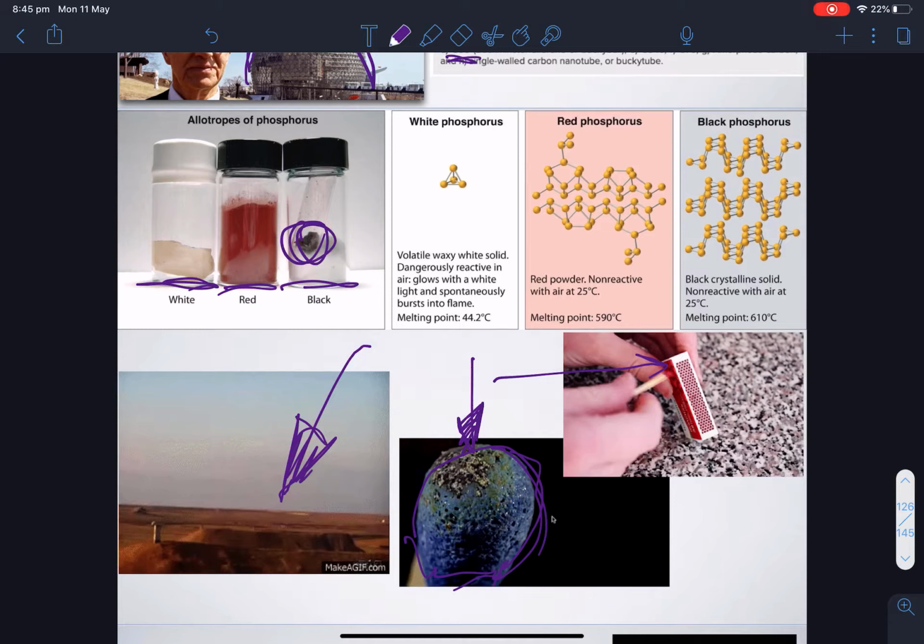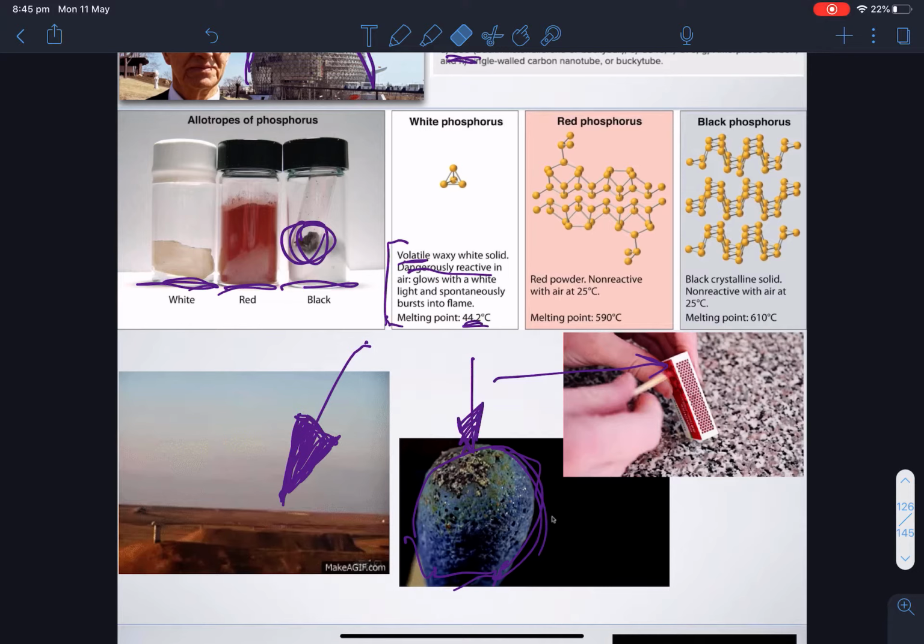So white phosphorus is volatile, so it's dangerously reactive and wants to turn into something else. It glows white and bursts into flame in the presence of oxygen. It has a low melting point, so it's very reactive. It's used a lot in explosives, so a lot of military use it for not very nice things, for very hot and very volatile bombs and grenades and stuff like that. It's quite nasty. Yeah, it's quite terrible. Be careful when you're looking online. There are some quite tragic cases in war that you'll see.